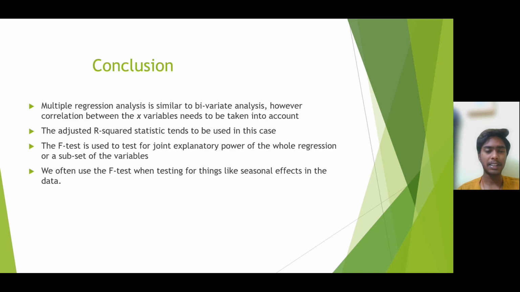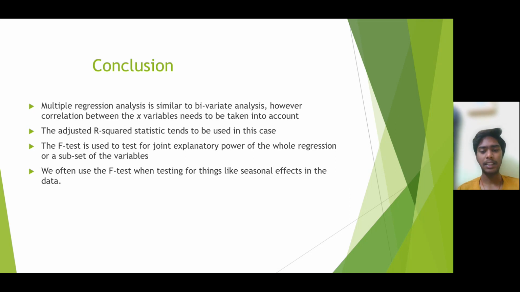And the final conclusion is multiple regression analysis is similar to bivariate analysis. However, correlation between the x variables needs to be taken into account. The adjusted R squared statistic tends to be used in this case. The F test is used to test for joint explanatory power of the whole regression or a subset of variables. We often use the F test when testing for things like seasonal effects in the data.